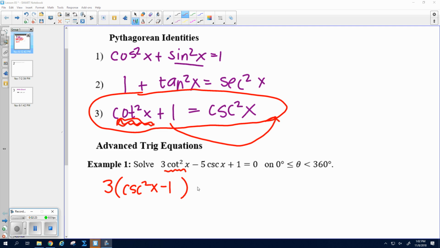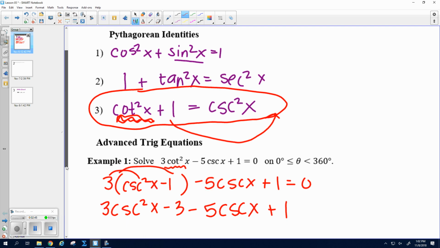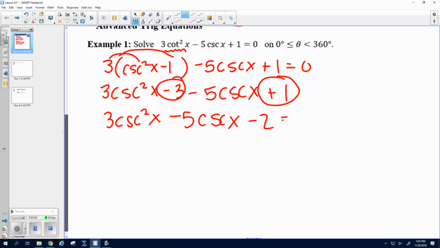Then I have minus 5 cosecant x plus 1 equals 0. So we need to distribute it and put it in like nice quadratic form here. So I'm going to distribute this 3 here to here and here to here. So this is 3 cosecant squared x minus 3 minus 5 cosecant x plus 1. And combine like terms and put it in order. So I want the squared term first, and then I want this cosecant term next, minus 5 cosecant x. And then I'm combining like terms. I have a negative 3 and a positive 1, so that's a negative 2.